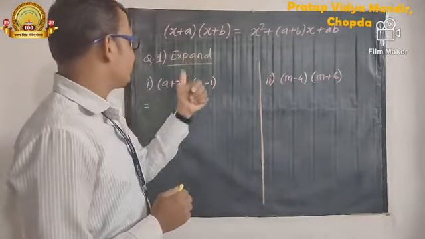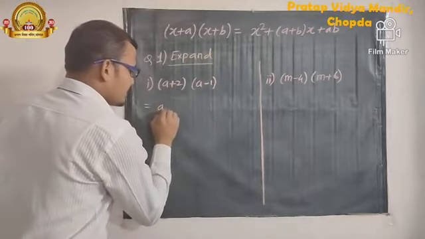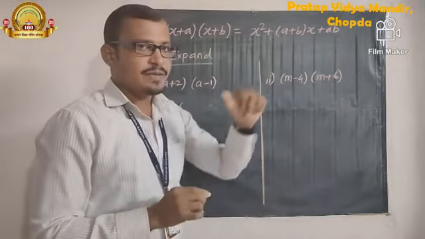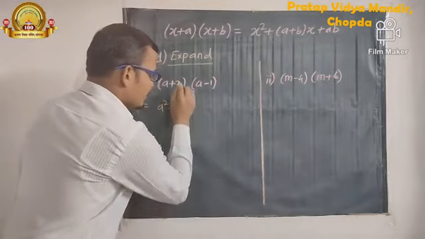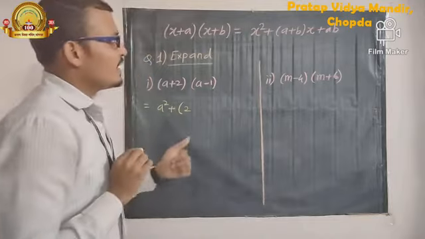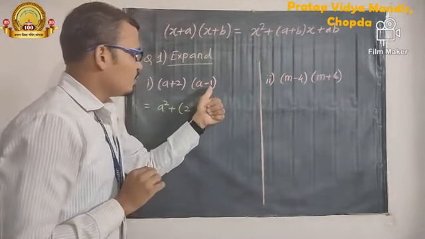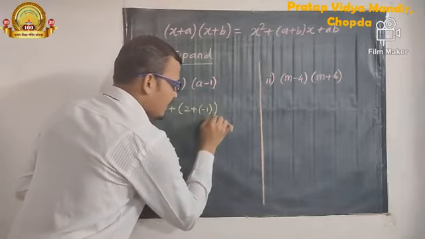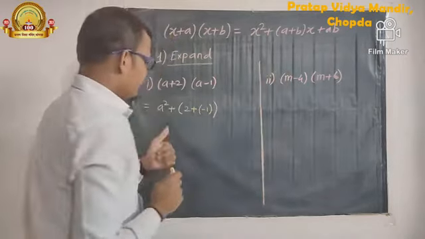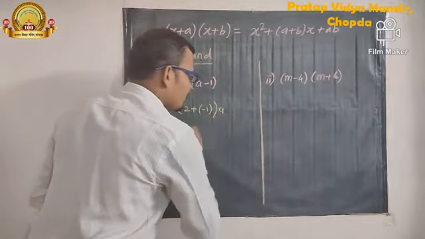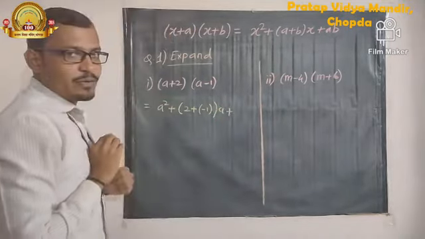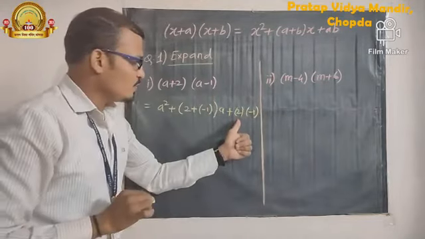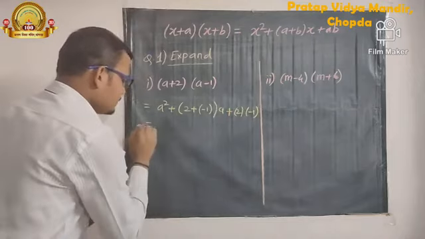As x is replaced by a, so we take a square plus a plus b. What is the value of a? Value of a is 2, and value of b is minus 1. So here plus in bracket minus 1 into x. X is replaced by a, so we take a plus a into b. A is 2 and b is minus 1. So 2 into minus 1.